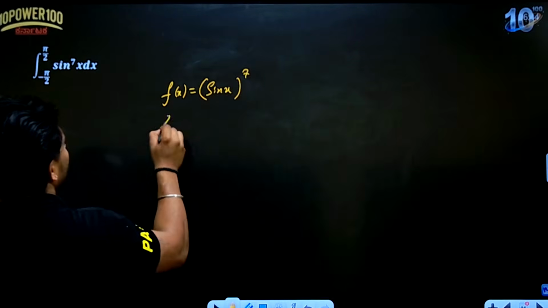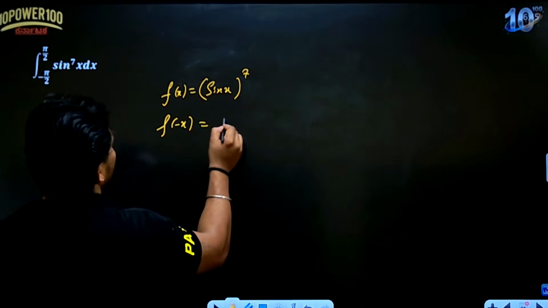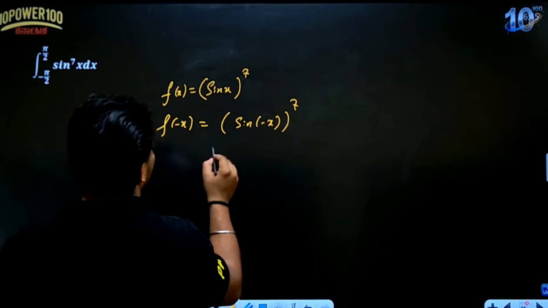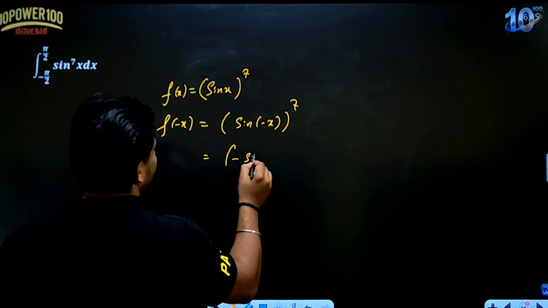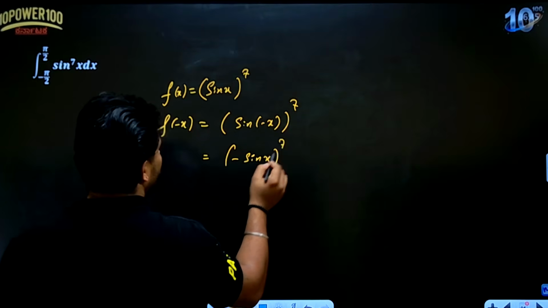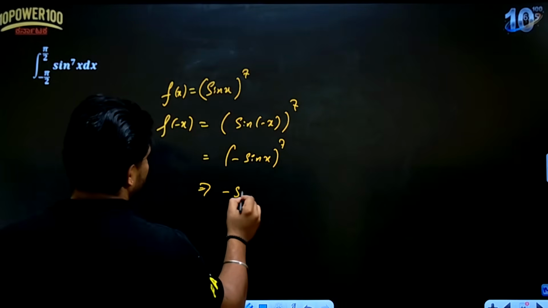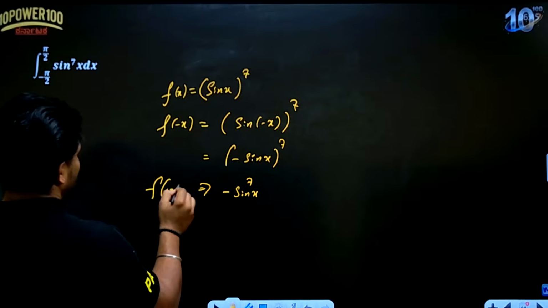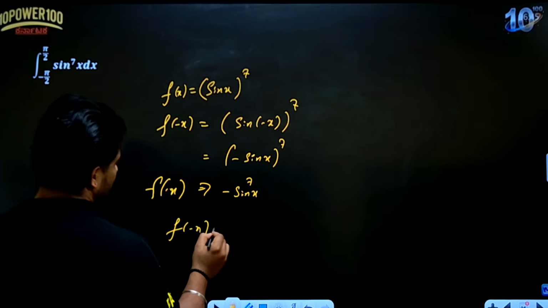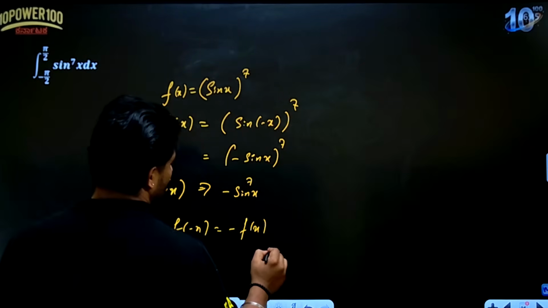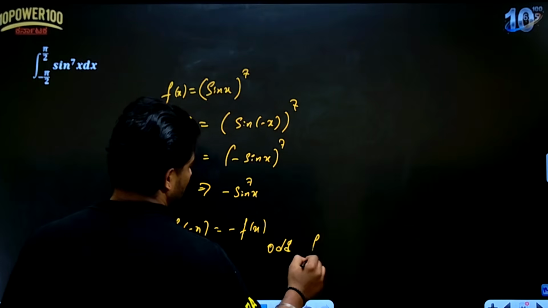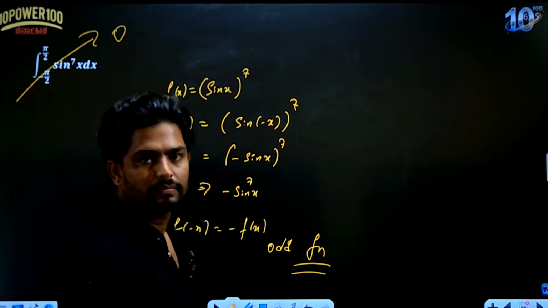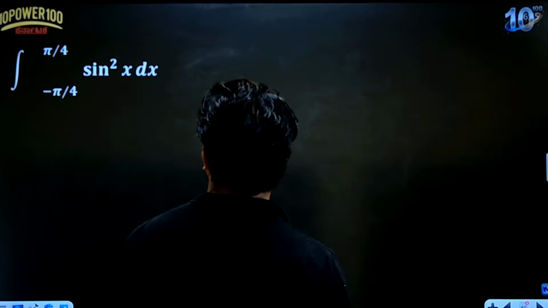Now replace. So f of minus x is sin of minus x whole to the power 7. So the minus comes outside, so sin x to the power 7. So this becomes minus sin x to the power 7, correct? So f of minus x is equal to minus f of x. So odd function. Odd function, integration 0. Okay.